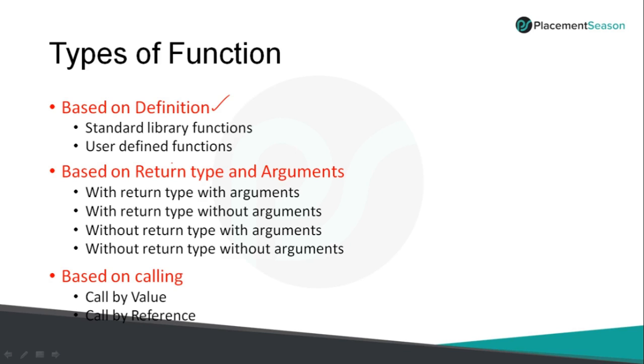So these are the four different combinations based on the return type and arguments. And the last type is call by value and call by reference. So these two are based on the function calling method.